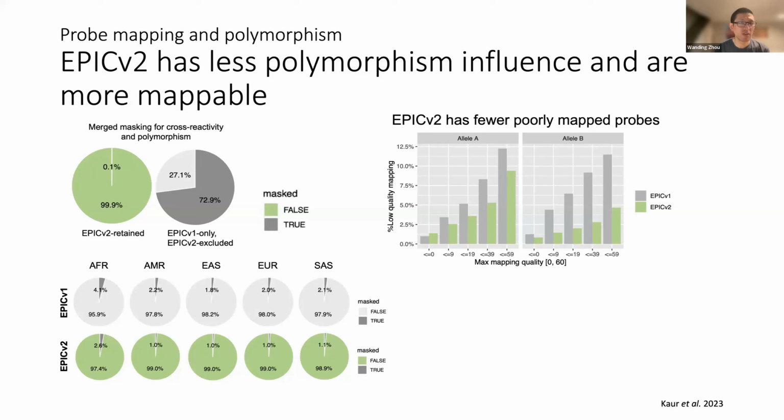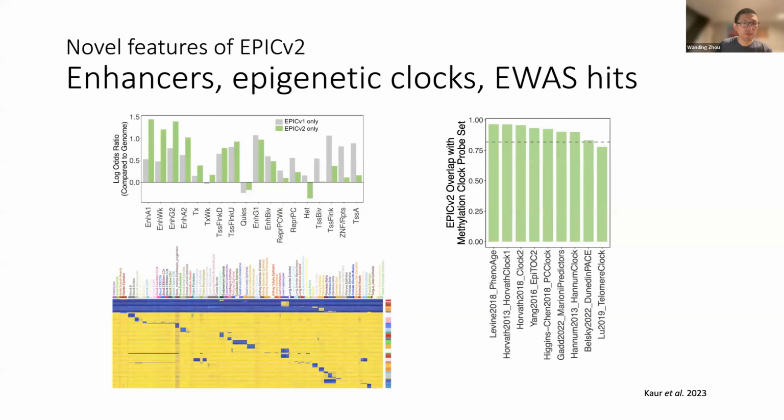So you can see that the cross-reactive probes were excluded in the EPICv2 design, and also for most of the ancestry-specific SNPs, their influence on EPICv2 is mitigated compared to EPICv1. And also EPICv2 has fewer poorly mapped probes, all based on this empirical learning of the performance of EPICv1. And then in terms of content, EPICv2 includes most of the additional CpGs to focus on enhancers, tumor classifiers, epigenetic clocks, and the EWAS hits.